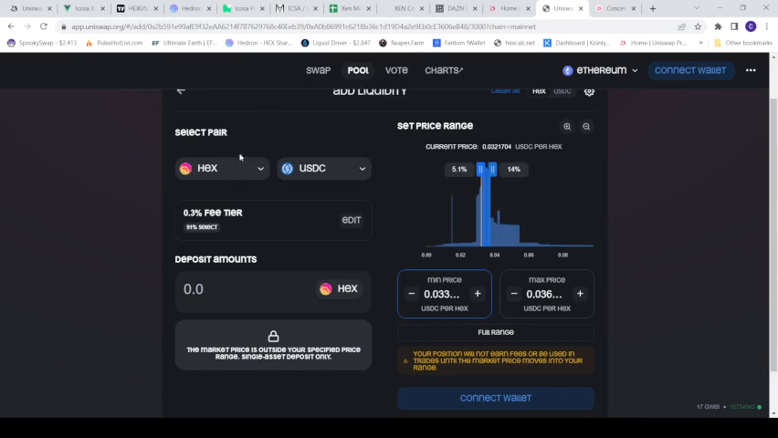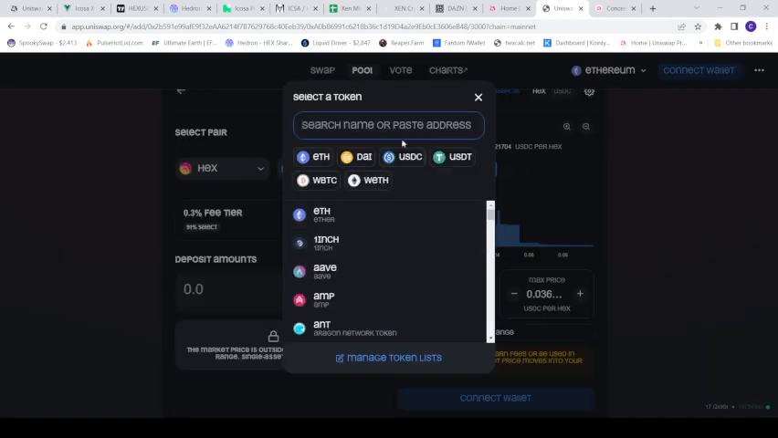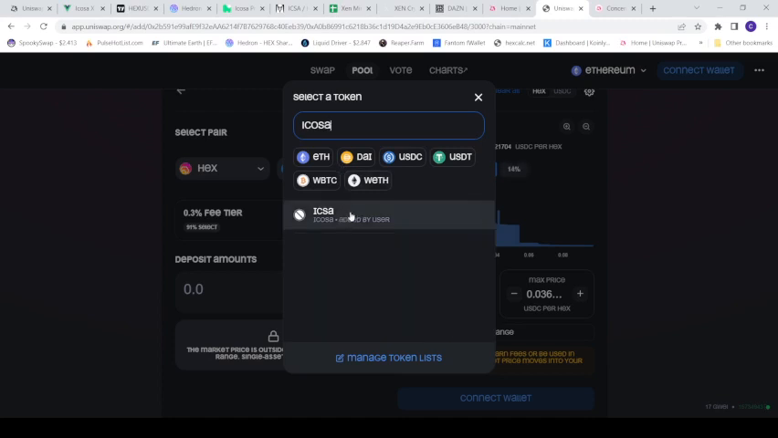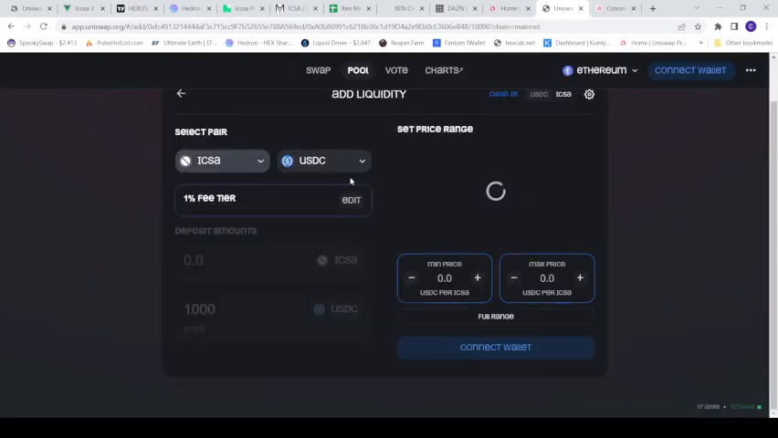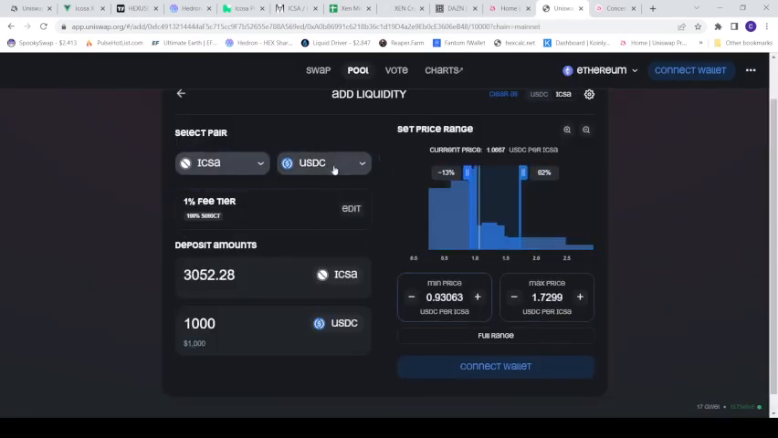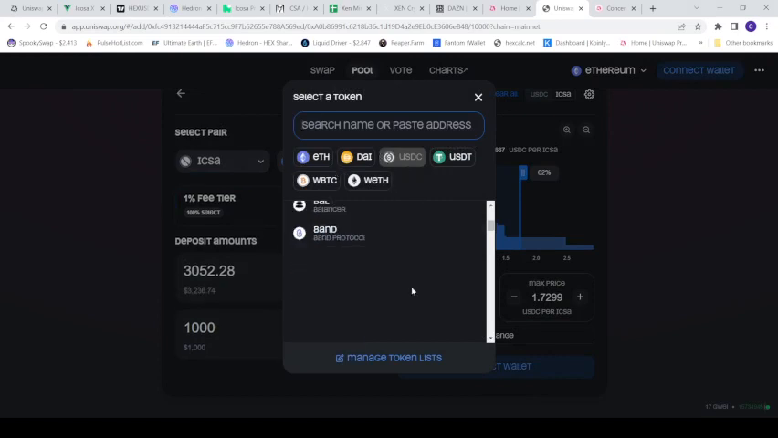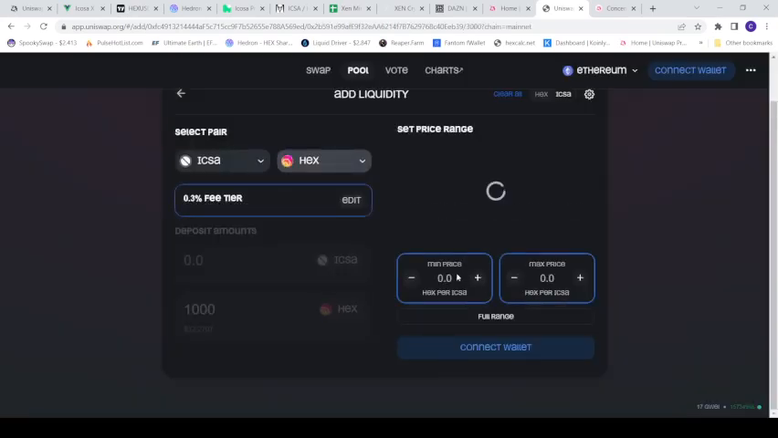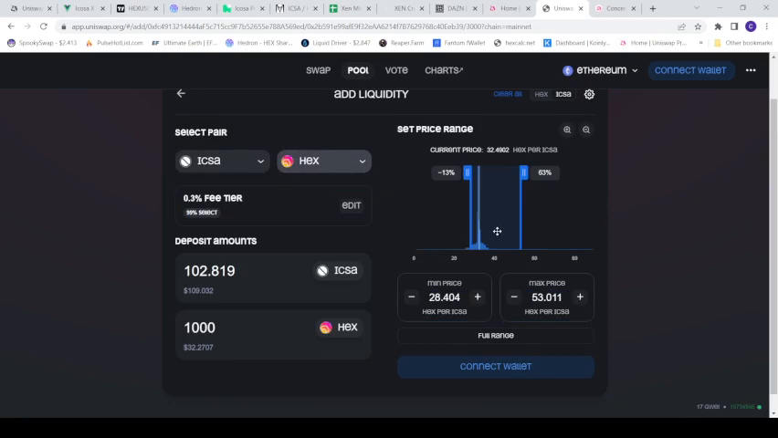So let's check out Hex or Icosa Hex. I'm thinking about doing an LP pair for Icosa Hex, just because it's somewhat of a stable pair, meaning it doesn't go up or down huge against each other. It kind of stays within a nice tight range. I'll show you why here. So like look at this pool here. It's really really tight.